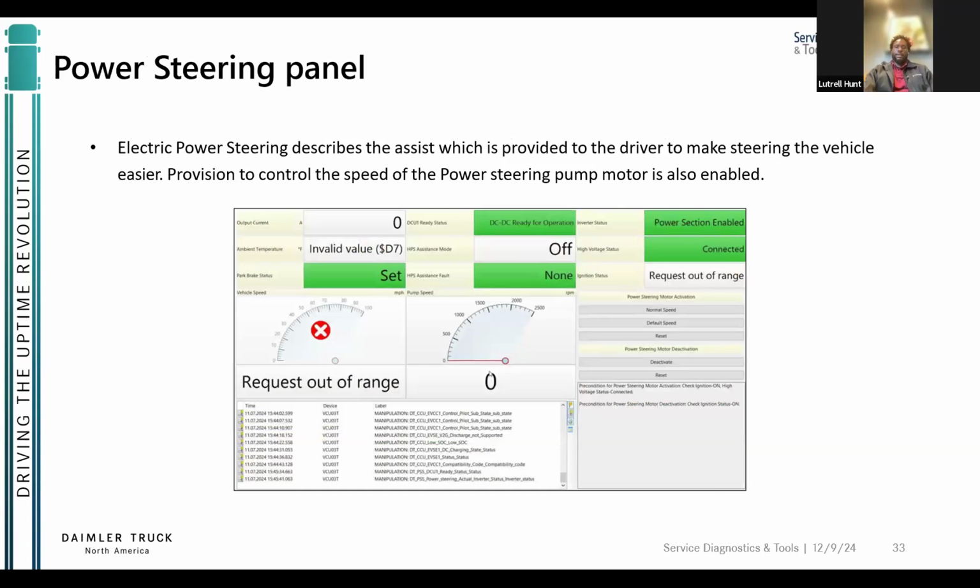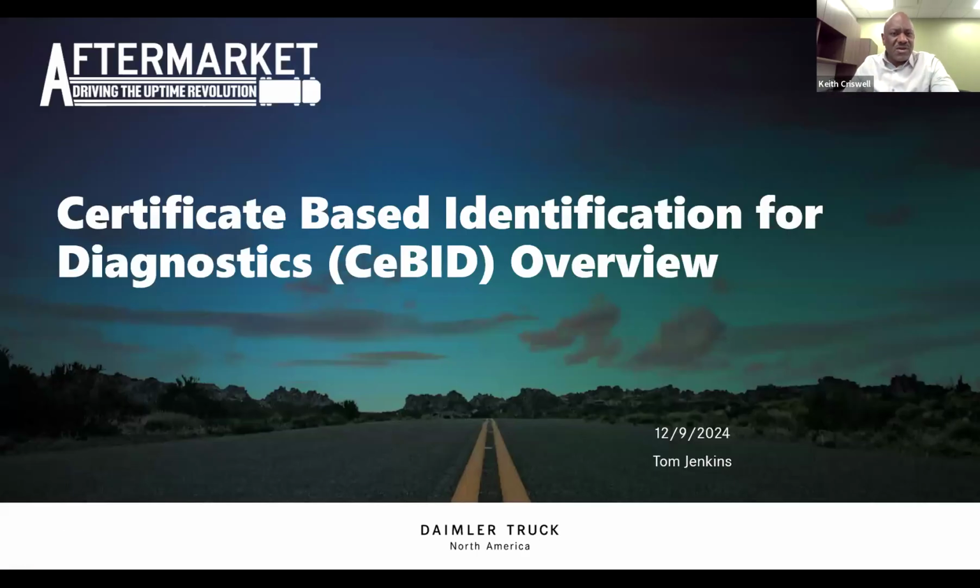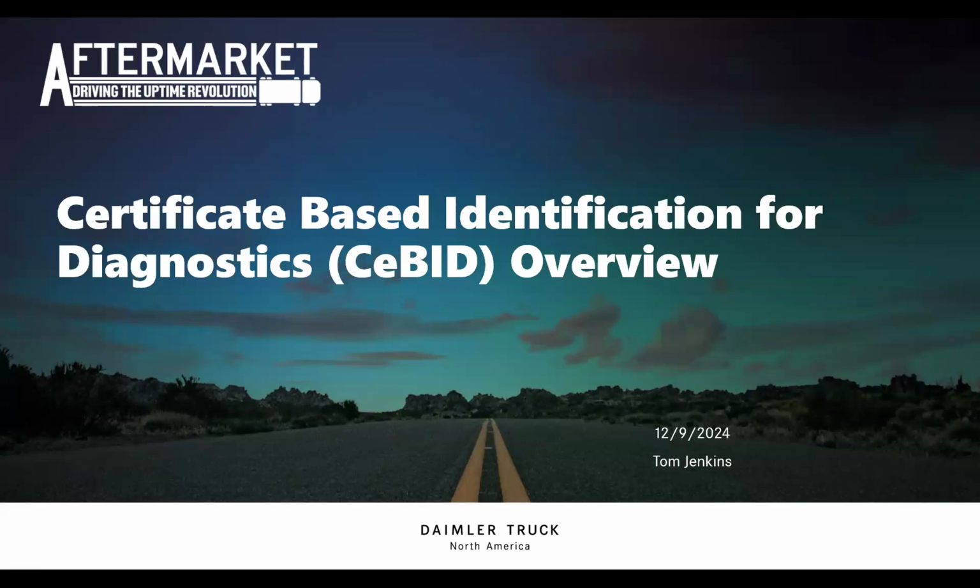All right, so power steering. This is all power steering functions for our power steering pump. You are able to activate the power steering pump, deactivate it. You're able to have it at normal speed, which is about 1500 RPM, default speed, which would be about 800, and see faults and other functions. Very well. Okay. That concludes all our FCCC school bus new panels.